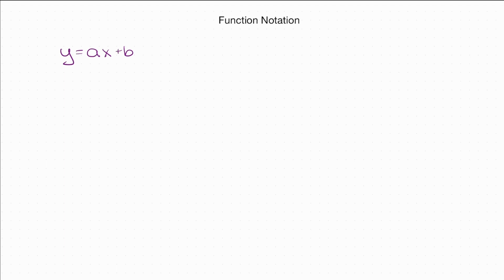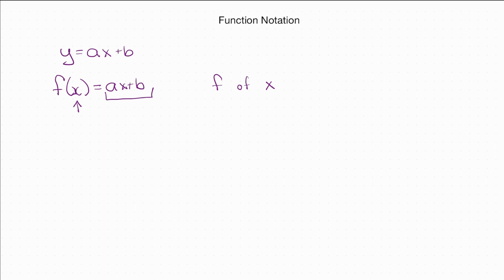But in the actual function notation, we don't use y, we use f of x is equal to ax plus b. And all that this means is that we have a function that takes in a variable x and outputs ax plus b. The way that this is read is f of x, because we have a function of x.